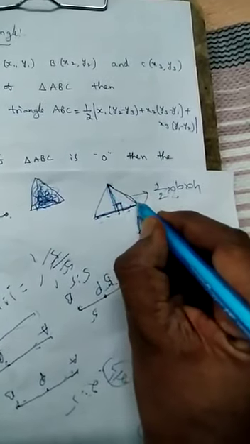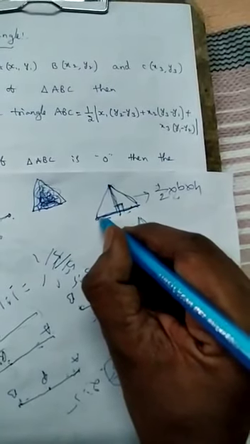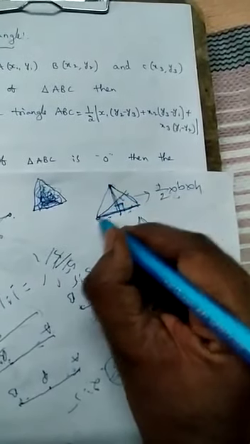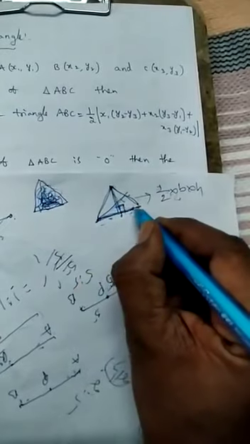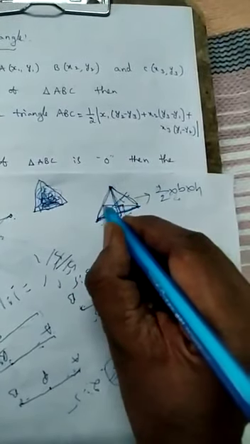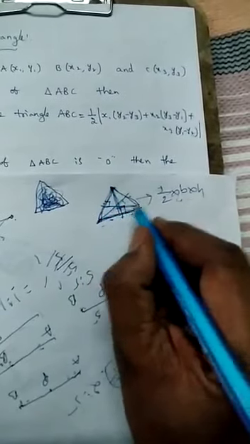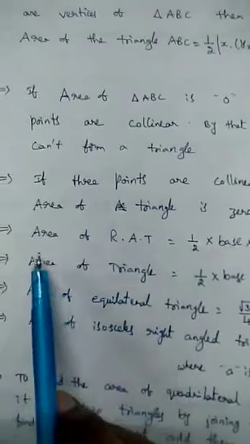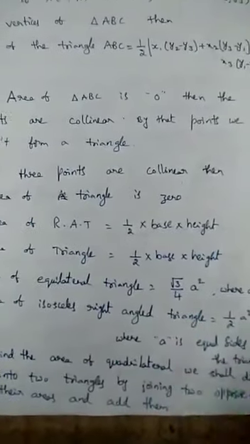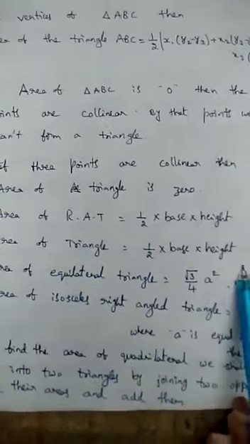So if it is a base, from its opposite vertex we can draw the perpendicular, and that is called the altitude. That is the base and the height. Okay, that is half into base into height. So then coming to the concept, the area of a right angle triangle is half into base into height, and the area of a triangle is half into base into height.